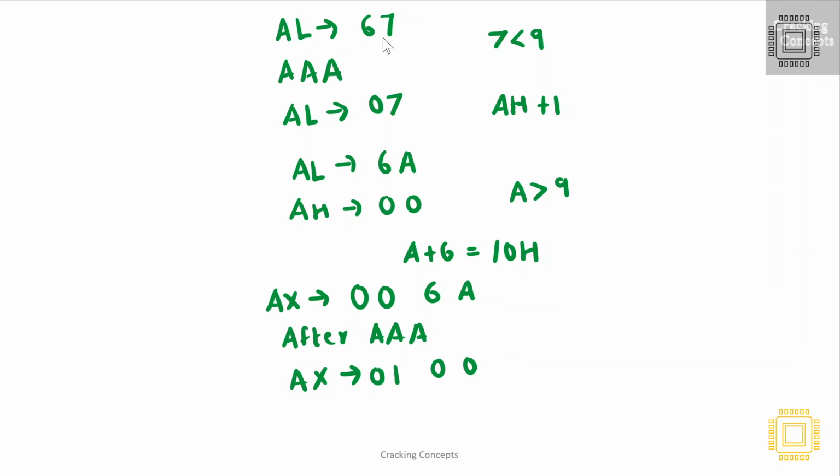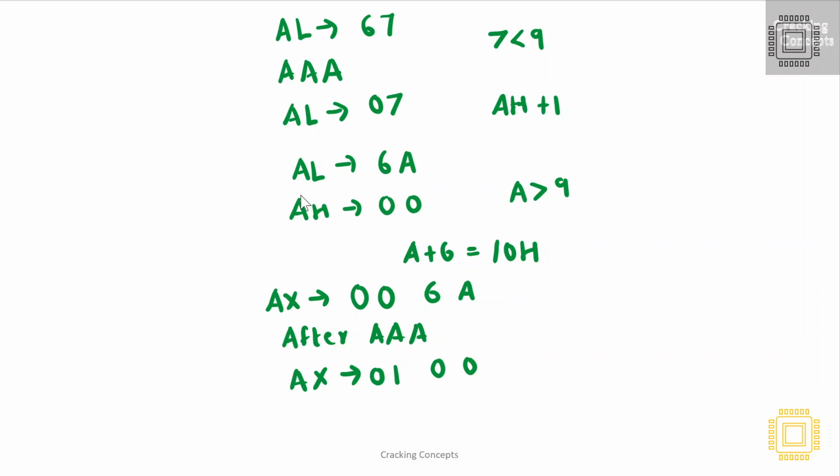Suppose the value in AL is 67. I'll check the lower 4 bits of the register AL and see if it's less than 9. If it's less than 9, I will replace the higher 4 bits of AL with 0 and increment the value of AH by 1. Please note that the value of AH should always be cleared before performing an ASCII adjust, since the result will give a reflection on the same register. After ASCII adjust, the result of AL will be 07.